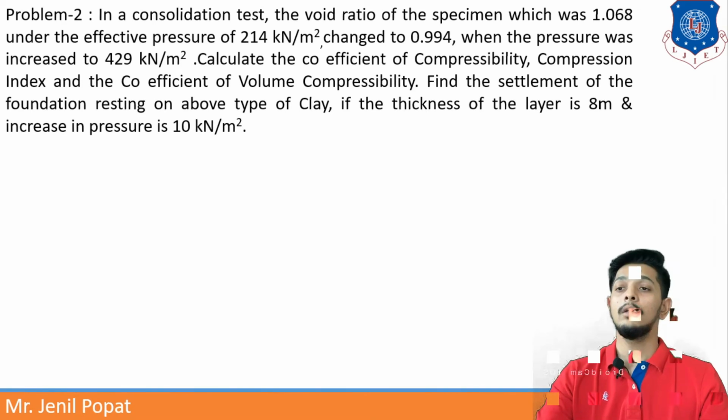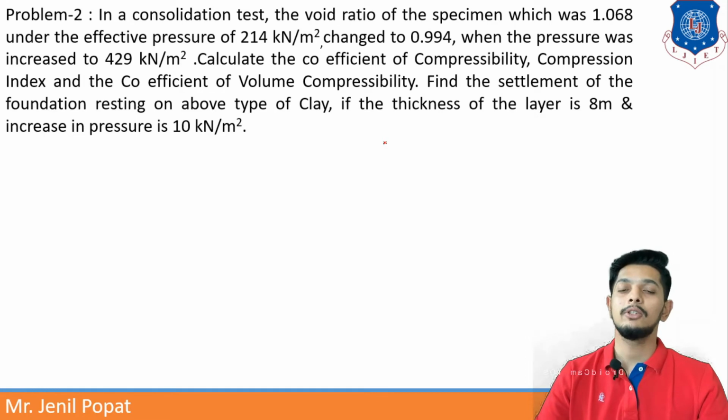Problem 2 states that in a consolidation test, the void ratio of the specimen, which was 1.068 under the effective pressure of 214 kilonewton per meter square, changed to 0.994 when the pressure was increased up to 429 kilonewton per meter square. Now calculate the coefficient of compressibility, compression index, and the coefficient of volume compressibility. So we have to find out three things.